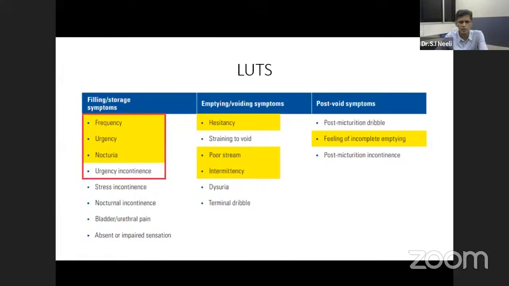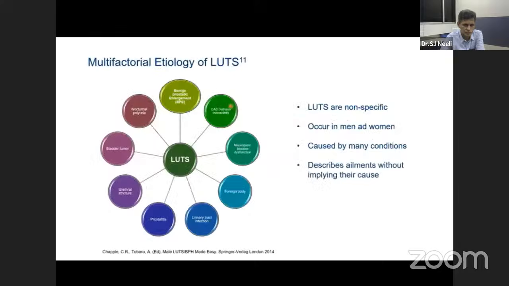Amongst the emptying or voiding symptoms, we have hesitancy, which is basically latency to initiate the act of micturition, straining to void, poor stream or weak stream, and intermittency, dysuria, and terminal dribbling of urine. The post-void symptoms include post-micturition dribble, feeling of incomplete voiding or incomplete emptying of the bladder, and post-micturition incontinence.